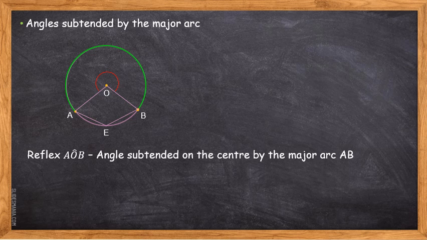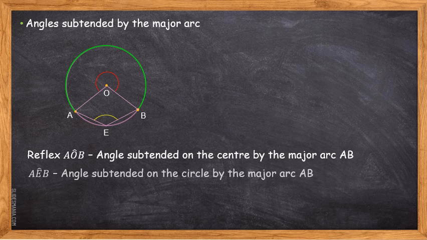Again, you have to consider the angle that is facing on the same side as the arc that you are considering. Then here it is AEB. Then angle subtended on the circle by the major arc AB is AEB. Now here you have to remember one thing, that is the angle subtended on the center by a major arc is always a reflex angle.